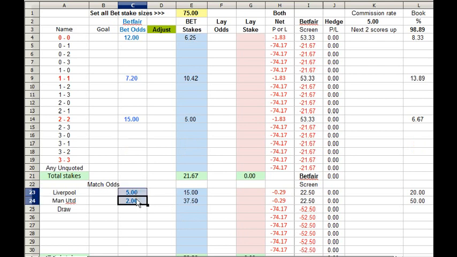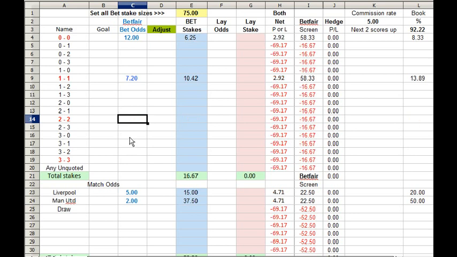Now if we put those odds back in down there in match odds, and we look at what a profit would look like, we'll just delete that from 2-2 there, and I've put the commission back in at 5% up there, and we can now see that if we hit the winner with a score of 1-1 or 0-0, we get a profit of £2.92 in correct score, and if we hit the winner with a bet on Liverpool or Manchester United, we have a profit of £4.71.